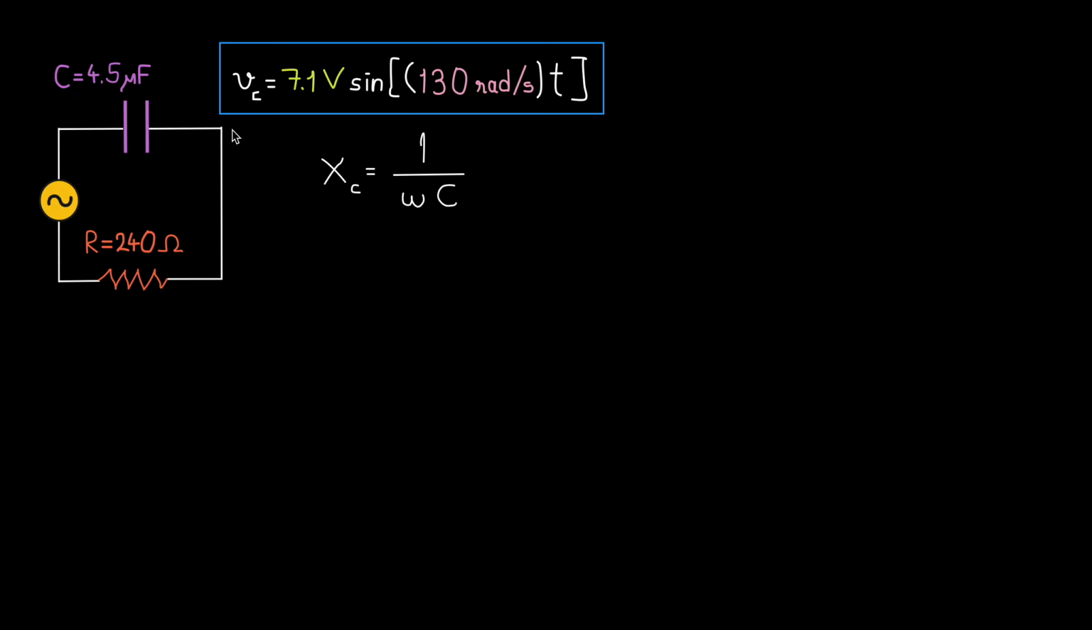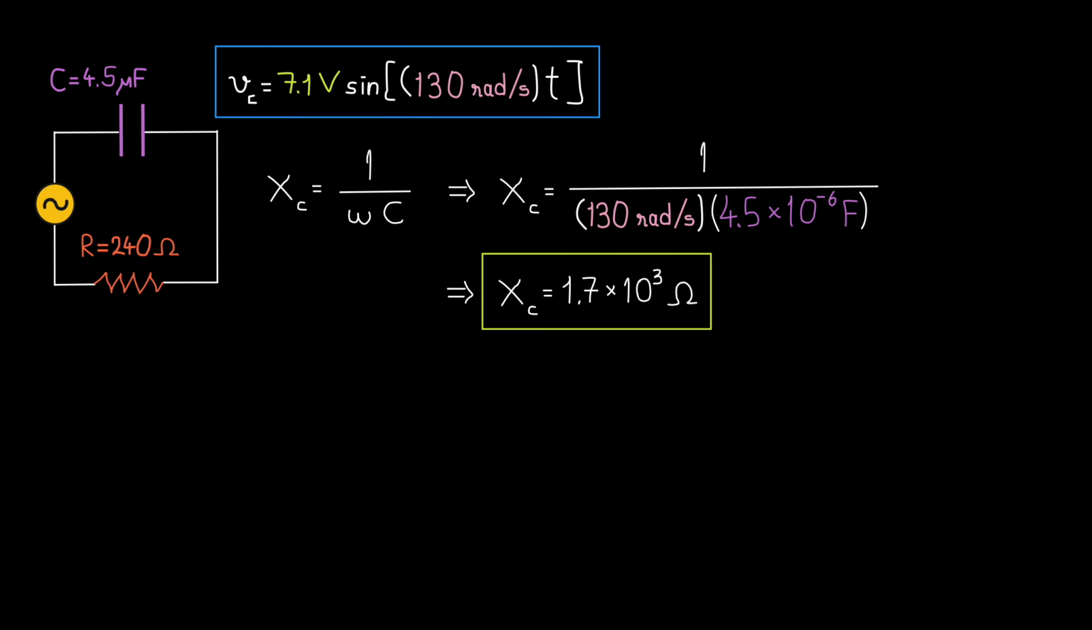If you look at the function that represents the voltage across the capacitor, this value here, 7.1 volts, is the amplitude of the voltage across the capacitor. That's the maximum voltage that the capacitor has. And then it's being multiplied by sine omega t. So 130 radians per second here is omega, which is the angular frequency of the AC source.